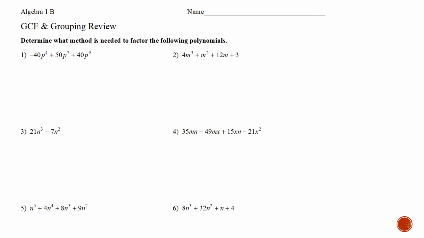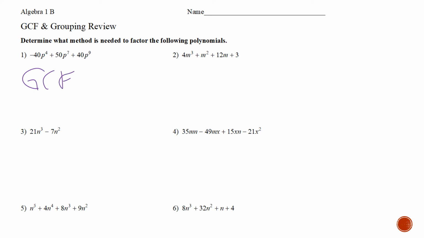Okay, so hopefully you jotted down what you thought each problem was, either GCF or grouping. But I'm going to go through here. I'm not going to solve them. We're just determining which method is needed to factor the polynomials. So number 1 here, I noticed they do all have variables in common, and then 40, 50, and 40 would have 10 in common. So that one I would use GCF.